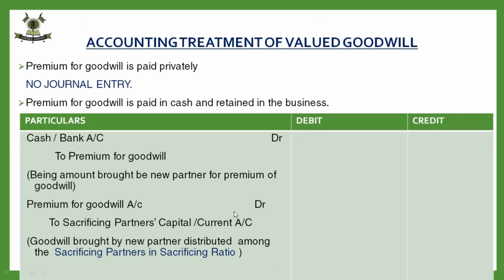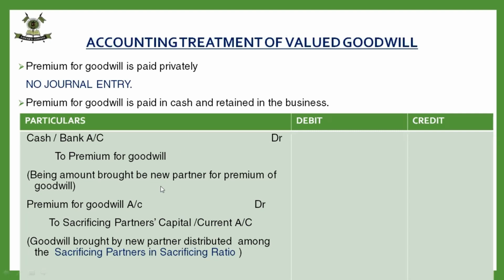And this 21,000, because both the partners were sacrificing, will be distributed amongst A and B in their sacrificing ratio. What was the sacrificing ratio? It was 3 is to 4. So my amounts will be distributed amongst A and B as 9,000 and 12,000. A's capital account will be credited by 9,000 and B's capital account will be credited by 12,000.